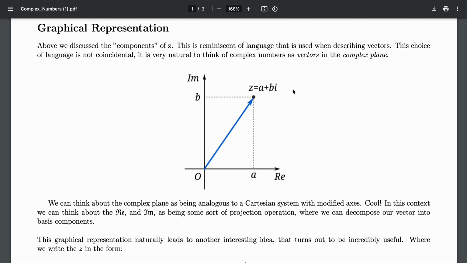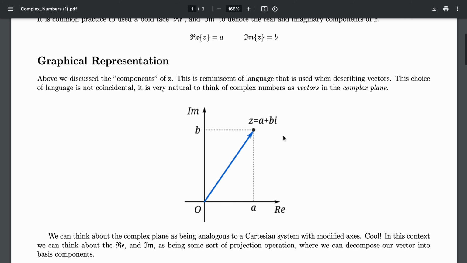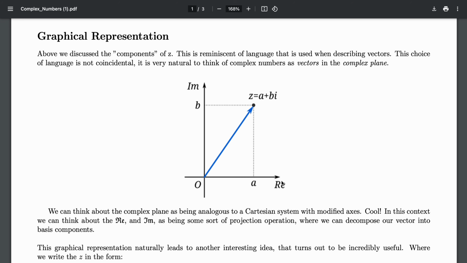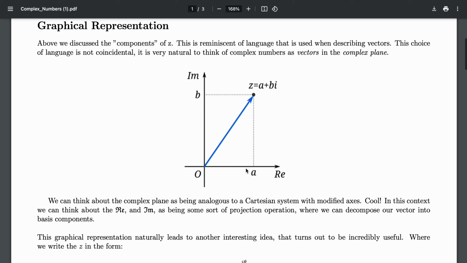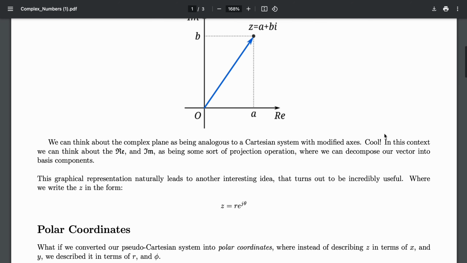So if we have some complex number z that's in the form of a plus jb, in this case there's an i here, but we can literally think about that as a vector where we have a in the real component, right, in this direction, and then b in the imaginary component, right? And then we can draw a line going from the origin to that vector, right? Like that's a very natural extension. The complex plane might not be a very familiar concept, but you'll get used to it as you use more of these numbers, right?